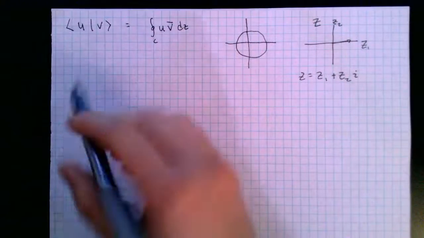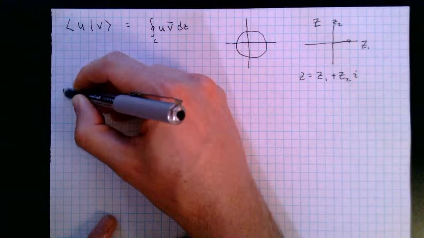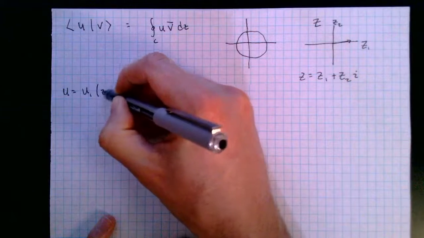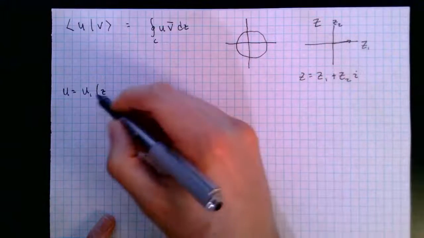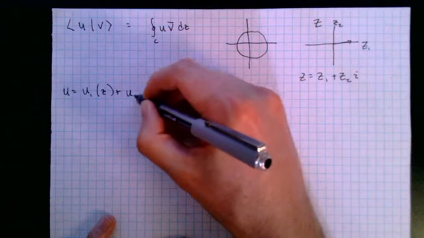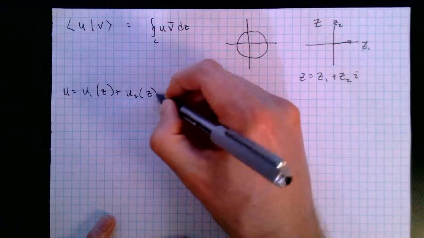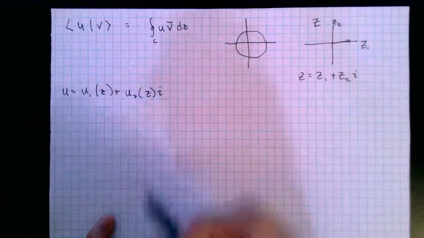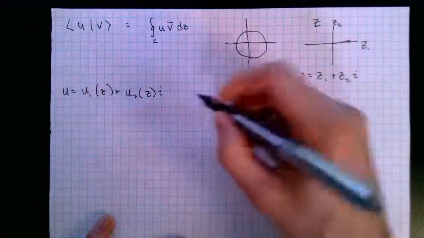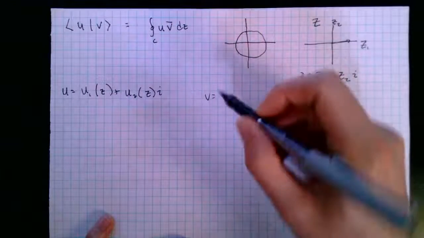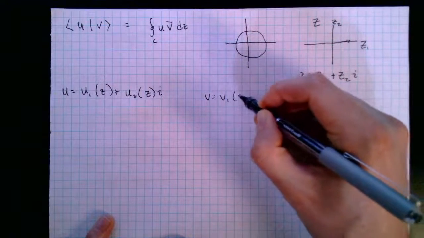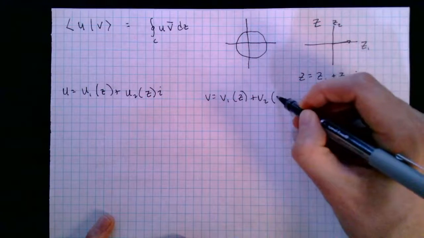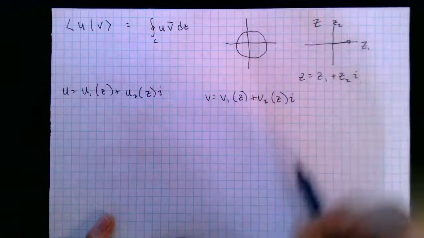Okay, and now we're going to say u is equal to u1, and that's a function of z, so two components, plus u2 of z times i, where the individual u's are real valued functions on the complex plane. And then v is a similar deal: v1 of z plus v2 of z times i, right?